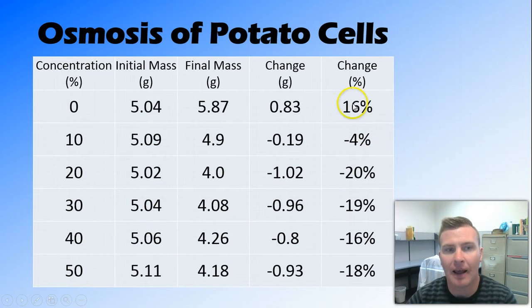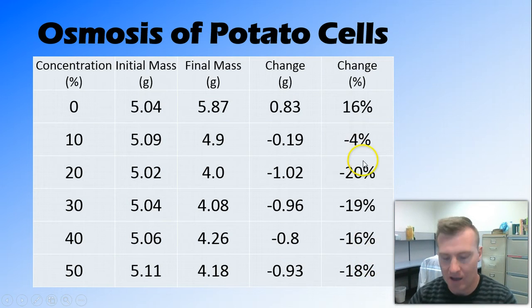And you can see that the 0% solution, we had a 16% increase, remembering that the potato is hypertonic to the solution around it. Therefore, the water is going to go into the potato to try and even out that. And the 50% solution, we've got the potato being hypotonic to the water around it. So the water leaves the potato through osmosis, and we get a decrease in that mass.